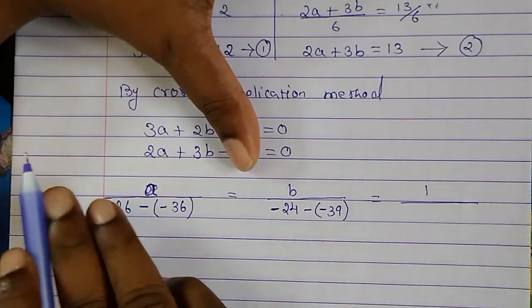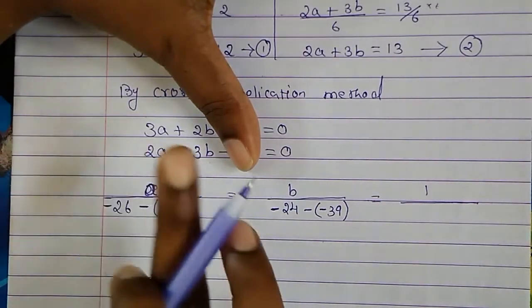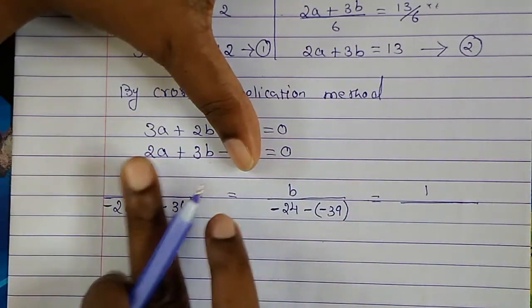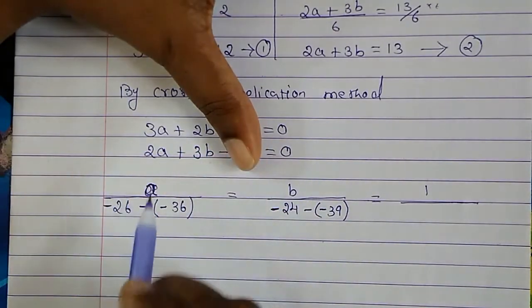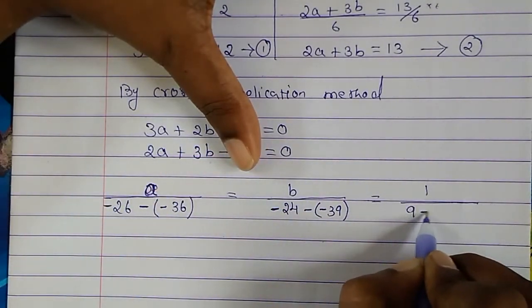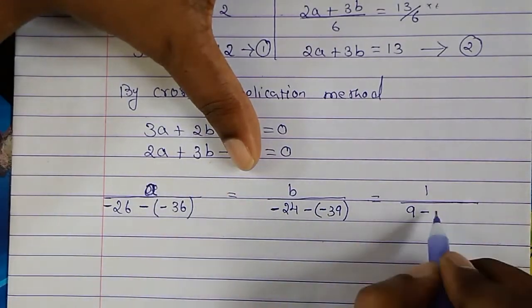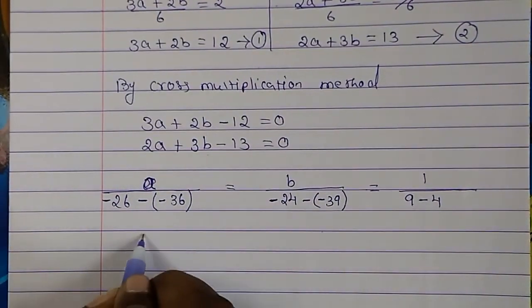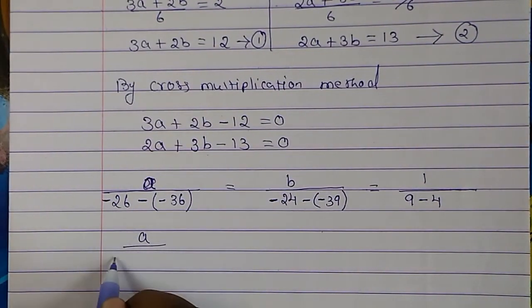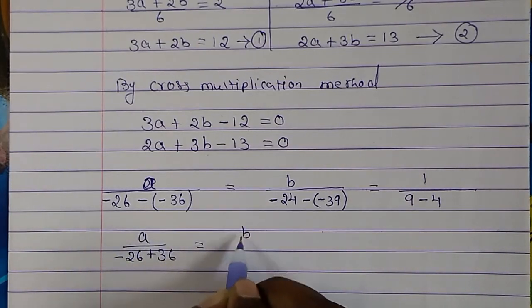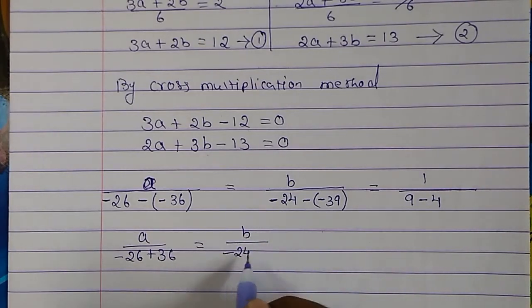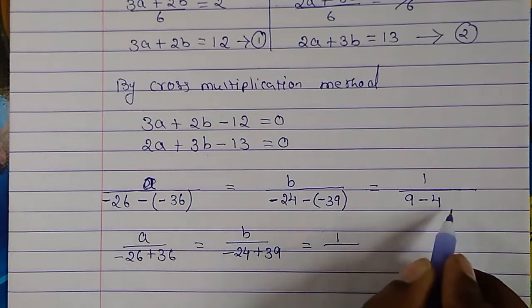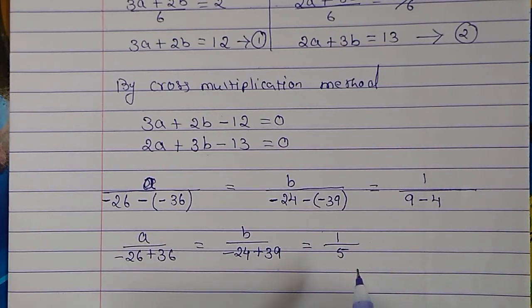So now about the c, I'll hide the third part of it. Then now from left to right. First I did left to right, then I did right to left, now I'm doing left to right. So 3 3s are 9 minus 2 2s are 4. Okay. Once you finish this part, let's simplify. So minus 26, minus into minus plus 36. Here b, minus 24, minus into minus plus 39. Here 1 upon 9 minus 4 will give 5.